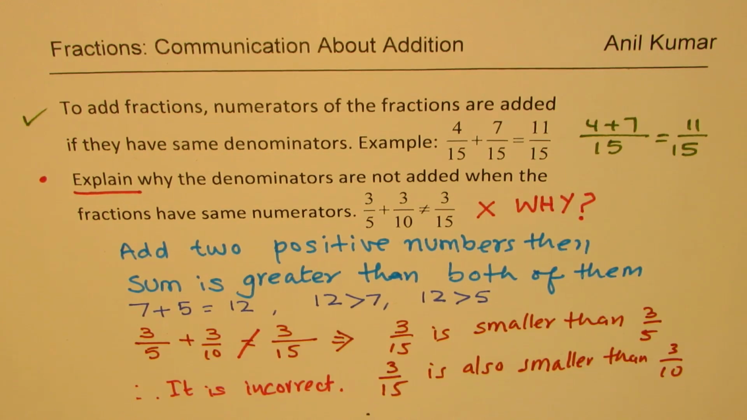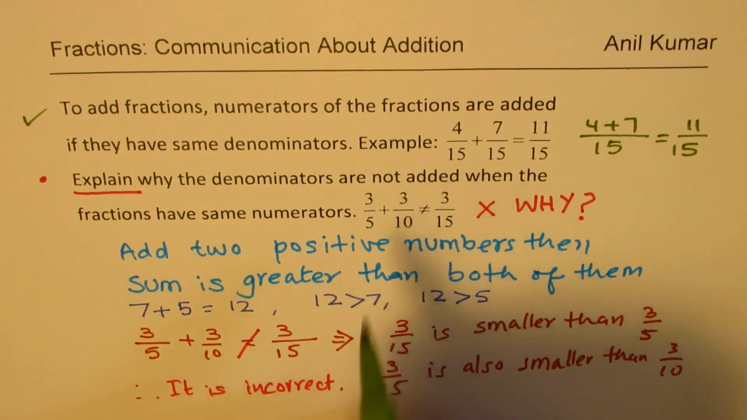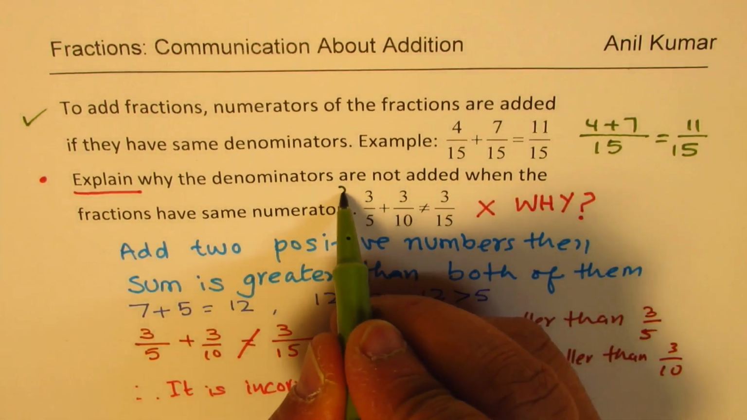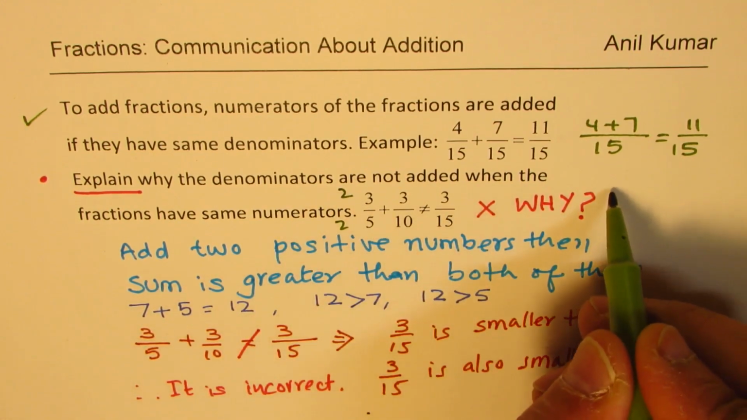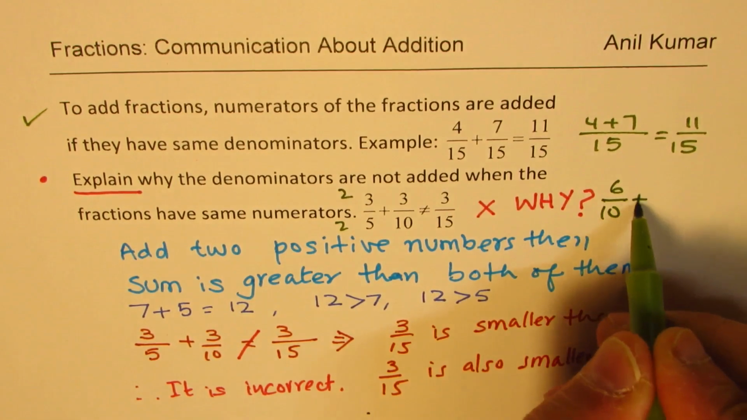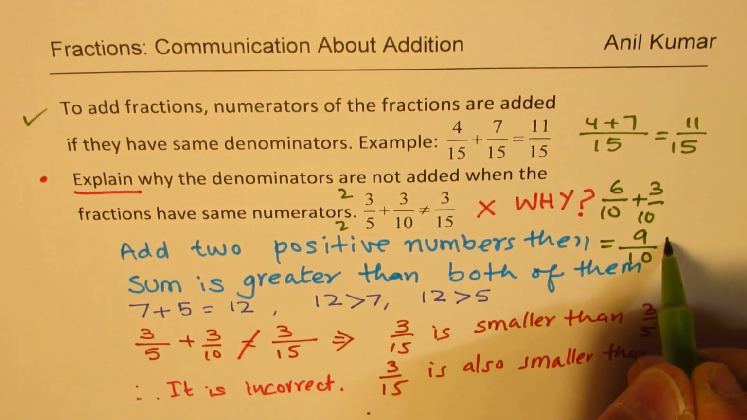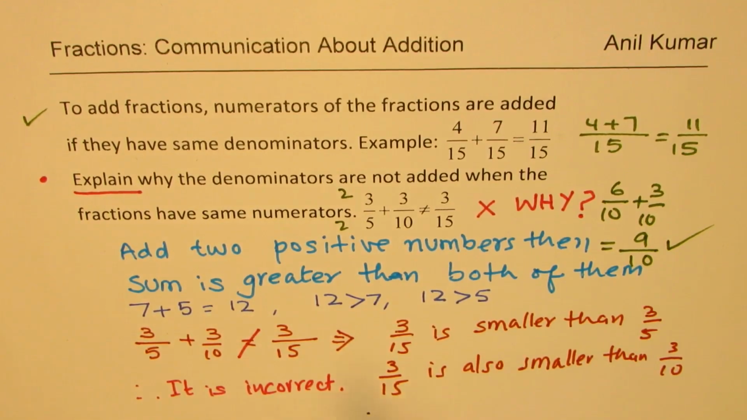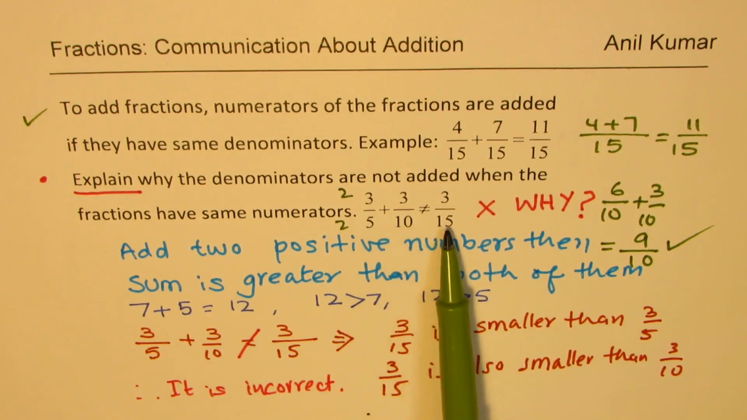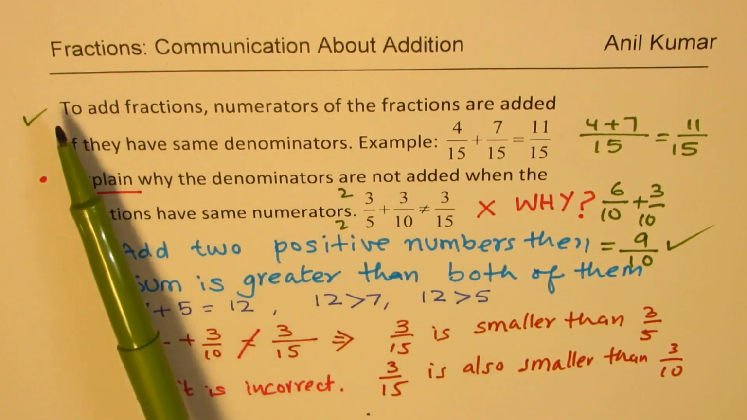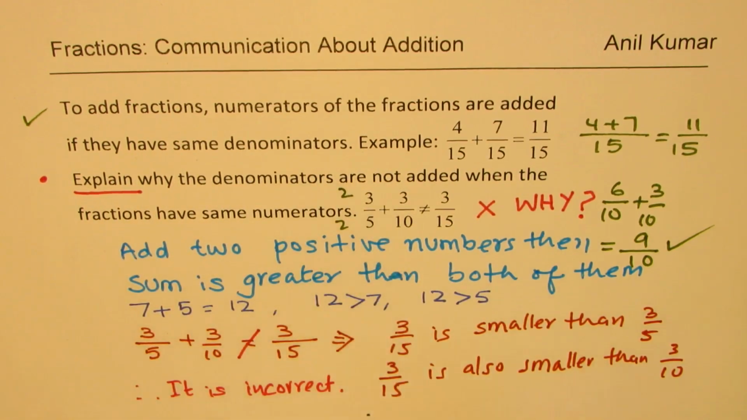Perfect. So what will you do to add them? We need to make their denominators the same. So what we will do here is multiply both terms by 2 to make their denominators the same. So we'll get 6 over 10 plus 3 over 10, and we'll add it to get 9 over 10. So that will be the correct answer. So the steps in adding will always be to make a common denominator, then add the numerators, which is this statement given here, right? So that is how we add.